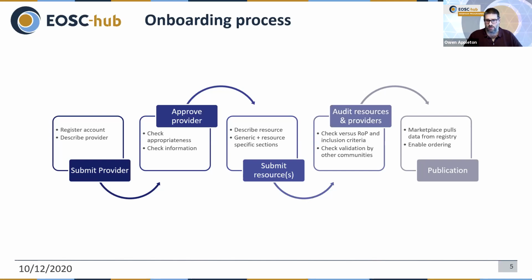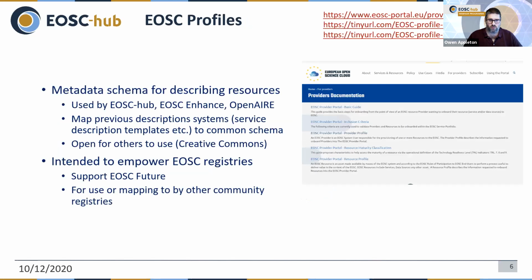So what is it you have to fill in? This is the so-called EOSC profiles, and I've put at the top of this slide some URLs which hopefully will point you to the things that we're talking about here if you want to have a look yourself. The top URL is the EOSC provider documentation page, which has a bunch of different useful documentation. And then there are some links there to a PDF and an Excel version of the current version of the EOSC profiles, the provider and resource profiles.